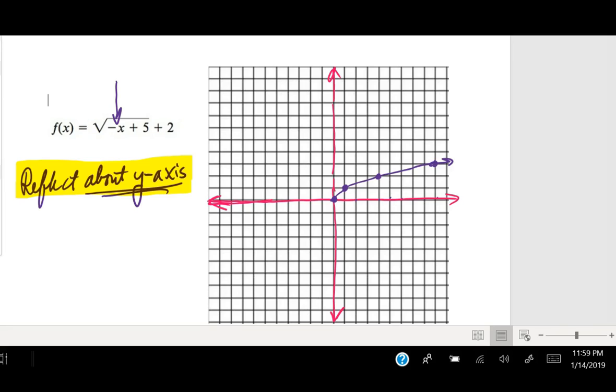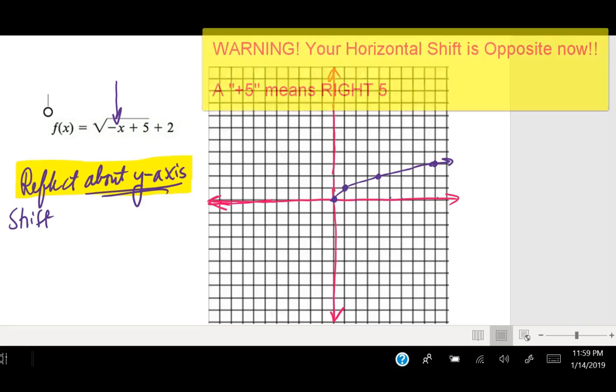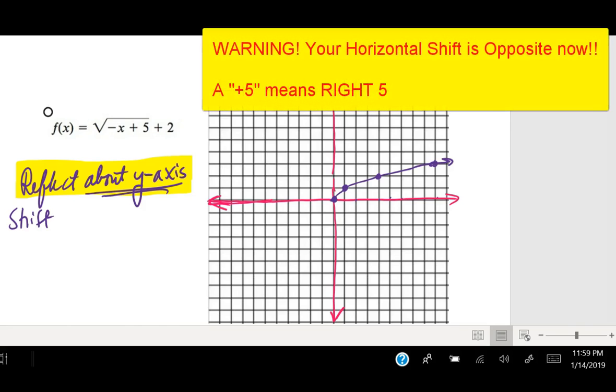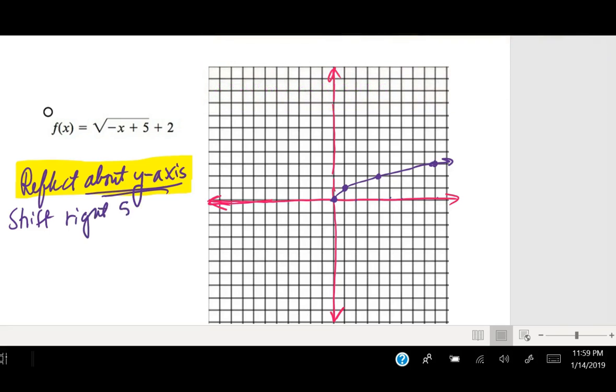Now when you look at the shift for the horizontal, it's going to be opposite of what I said earlier. So instead of a +5 meaning left 5, now it's going to mean right 5. Let me say this one more time. When you reflect about the y-axis, which is signaled by the variable having a minus sign in front of it, it no longer follows the rule of thumb that I said earlier, that if you have a -5, you'd move right, and if you had a +5, you'd move left. Instead, it moves the opposite. So now a +5 will move right 5.